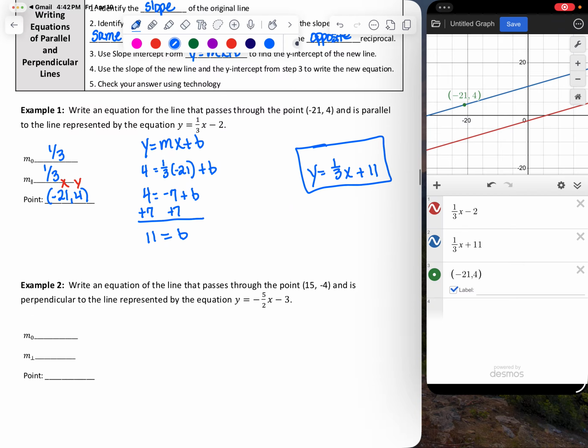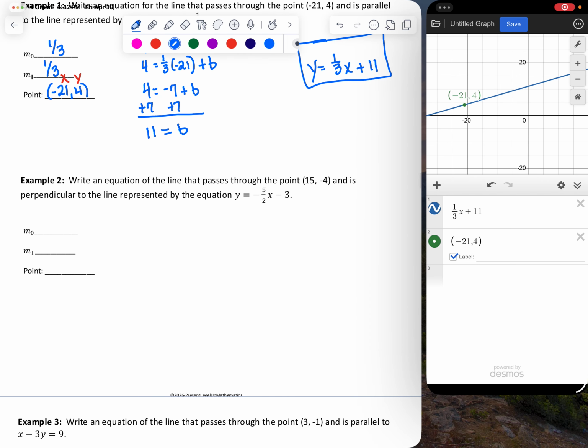All right. Example 2. Write an equation for the line that passes through the point 15, negative 4 and is perpendicular to the line represented by the equation y equals negative 5/2 x minus 3. So in this problem, our original slope, m sub o, is negative 5/2. Now remember, perpendicular slope will not be the same. It's going to be the opposite reciprocal. So the opposite of a negative is a positive, and the reciprocal of 5 over 2 is 2 over 5.